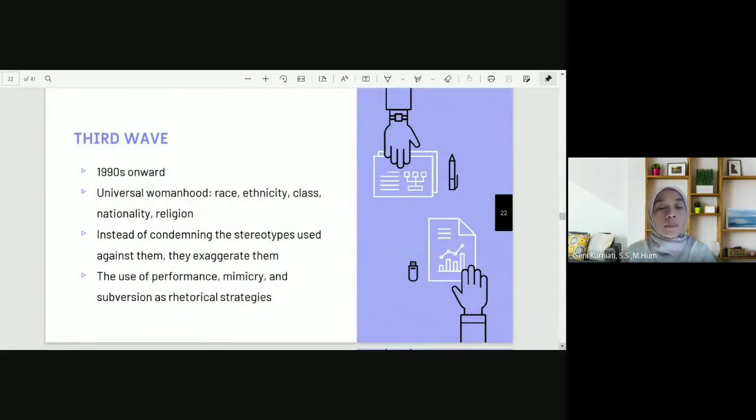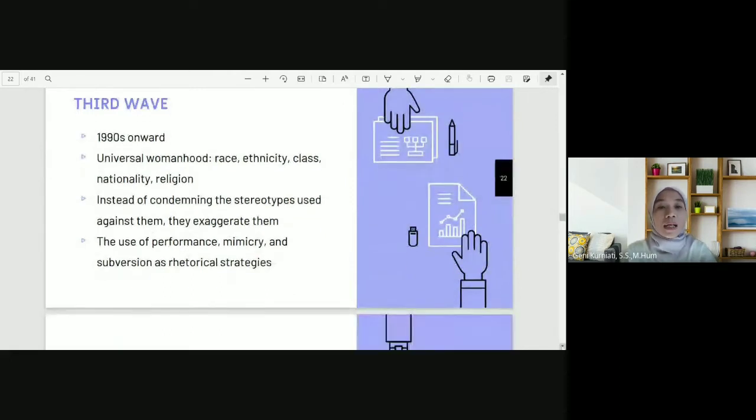1990s onward, and this wave discusses universal womanhood, that women have different race, ethnicity, class, nationality, and religion. Instead of condemning the stereotypes used against them, this wave, the third wave, they exaggerate them. So it's like the celebration of being a woman, that being a woman is different. An individual woman has different experiences from another individual woman. And also another issue, the use of performance, mimicry, and subversion of rhetorical strategies.